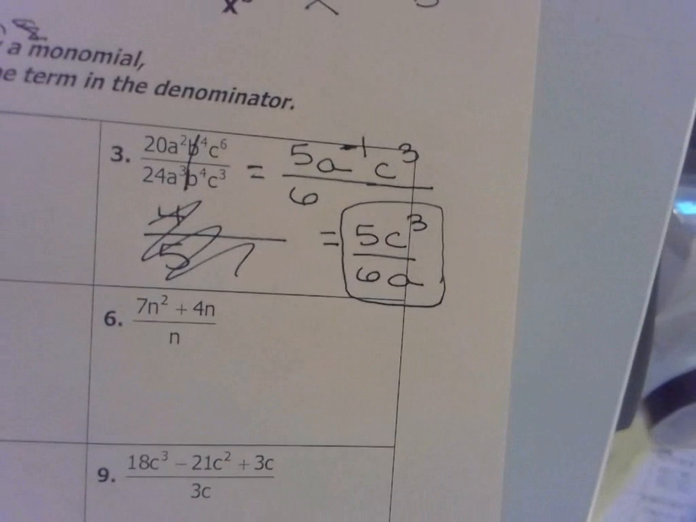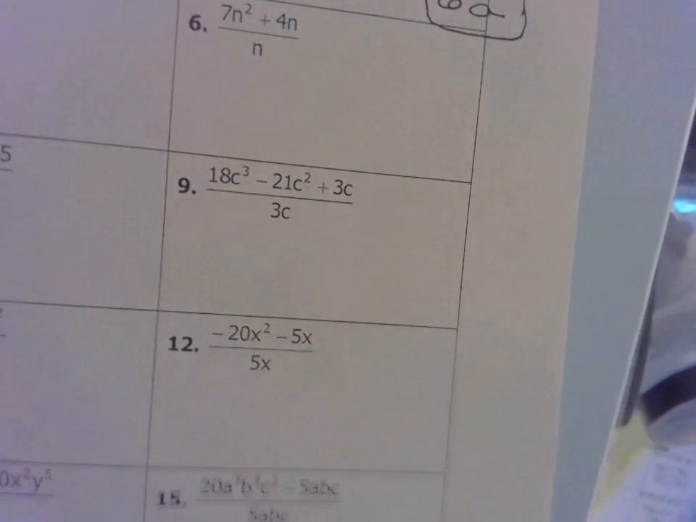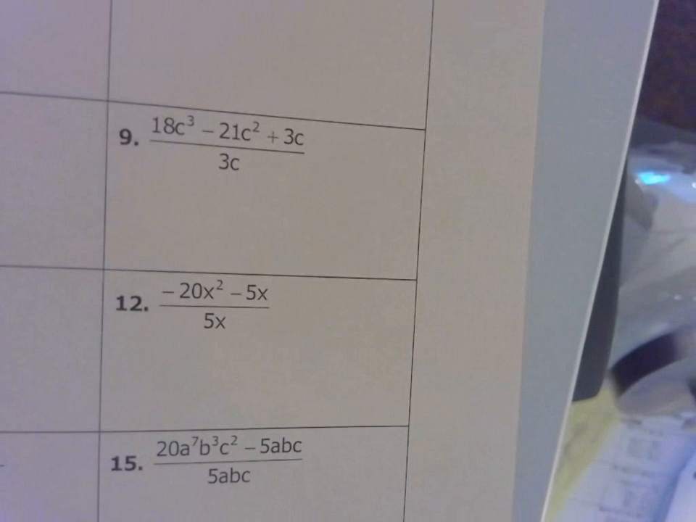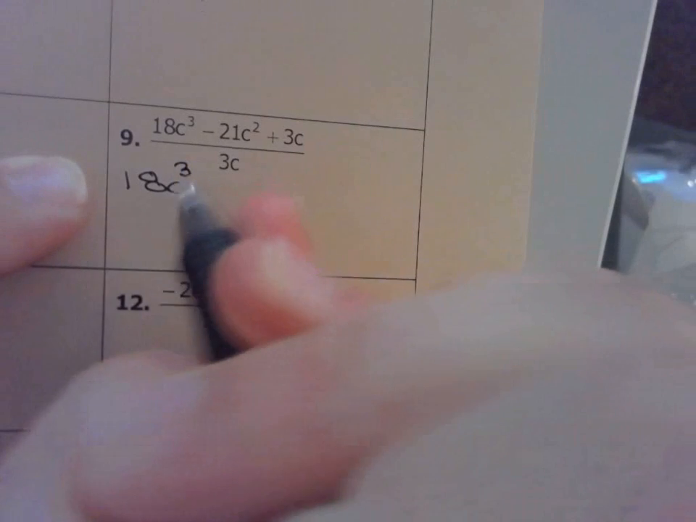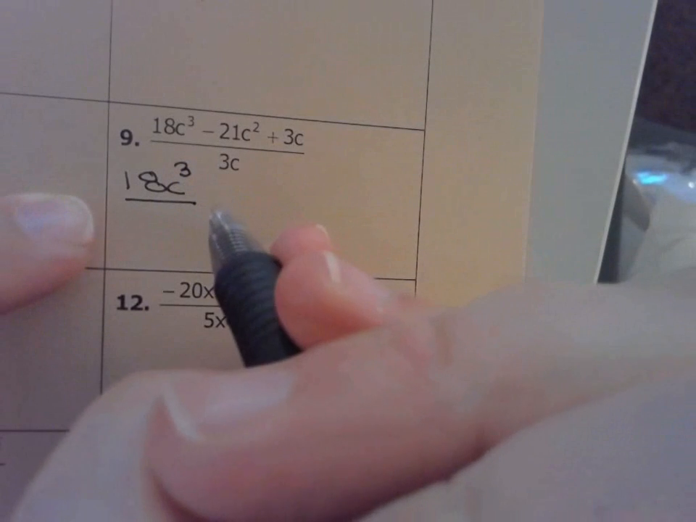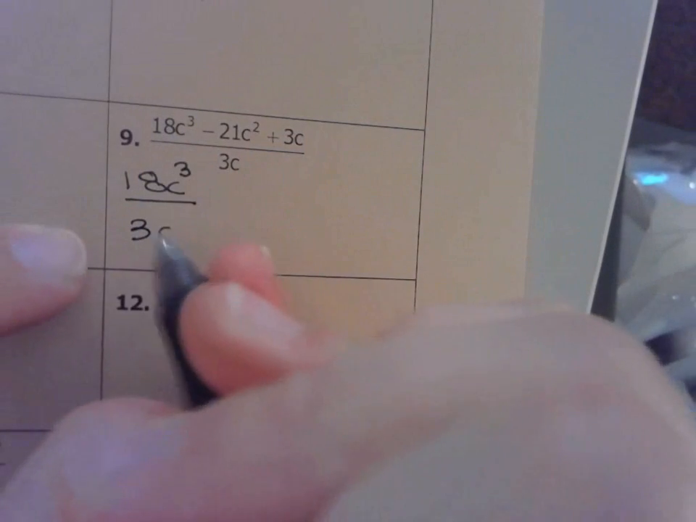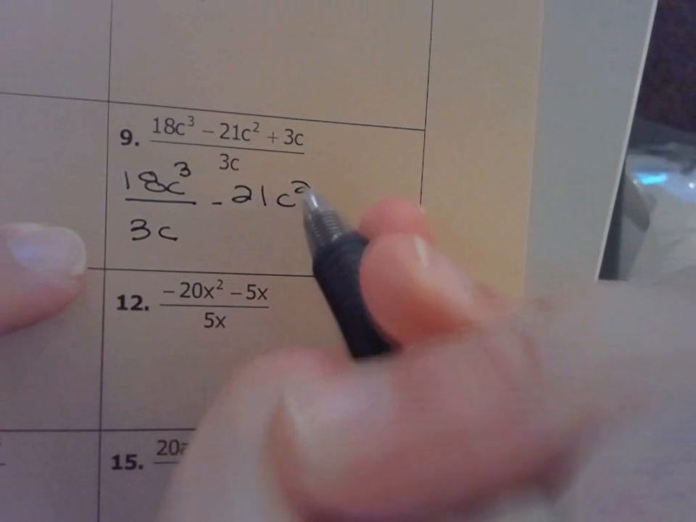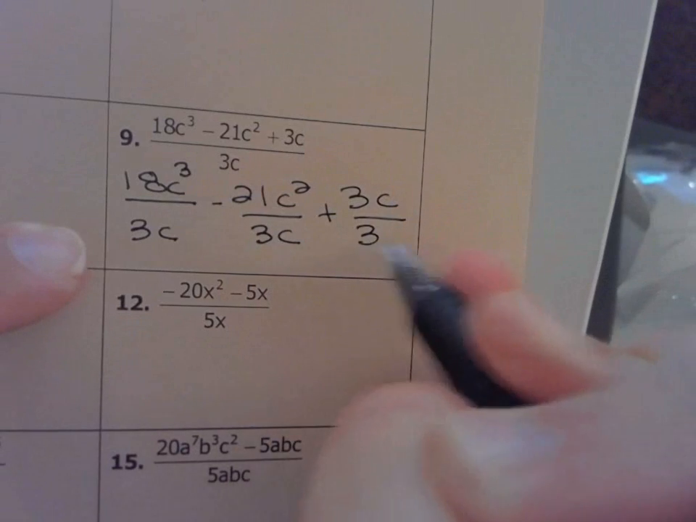Now let's look at one that's a little trickier. Let's look at one like 9. 9 is a little different, because instead of having a single term on top, you have a trinomial, 3 terms on top. What you're going to do is take every term on top and divide it by that denominator. I want to go through this step by step. So 18c squared over 3c minus 21c squared over 3c plus 3c over 3c.